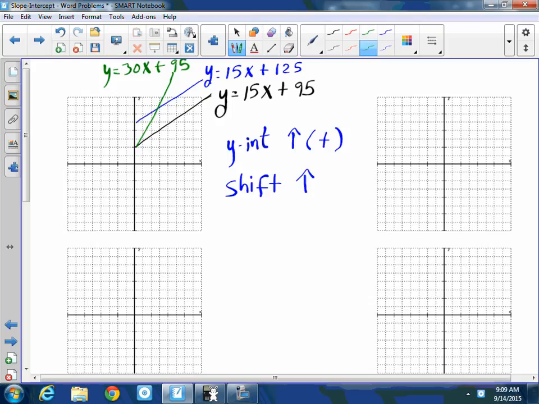And what happened to the graph? It became steeper. So what do you think? If I increase the slope, what's going to happen to that graph? If I decrease the slope, what do you think is going to happen? Okay, so bigger slope, more vertical. Less slope, more horizontal.